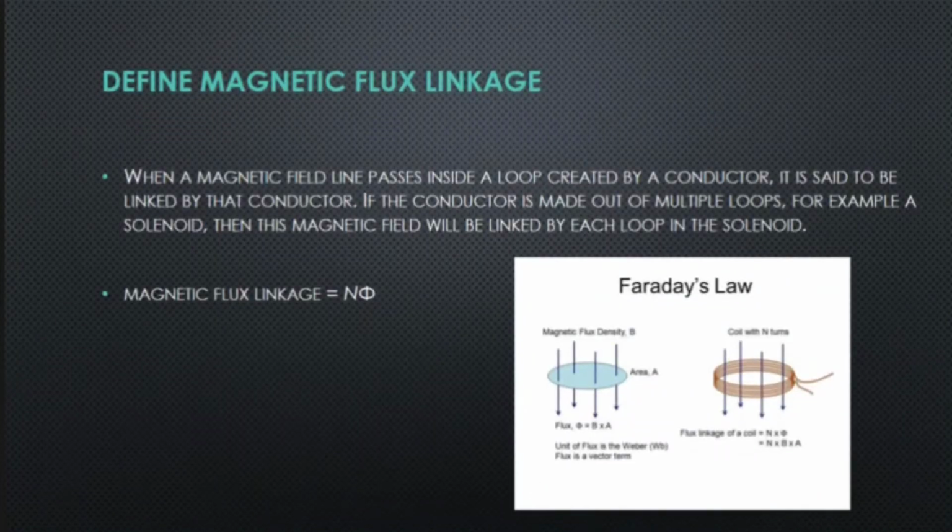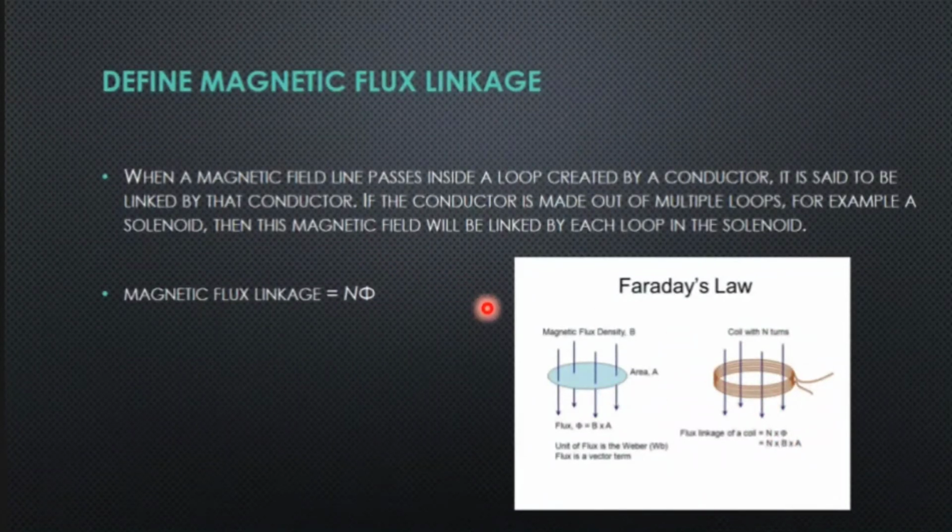Next, we have magnetic flux linkage. Magnetic flux linkage and magnetic flux don't have much difference between them. I have given a small diagram here which illustrates what magnetic flux is and what magnetic flux linkage is. If you see carefully, there is only one circle here, which you can take as the representation of one loop or one coil. So magnetic flux simply means one loop and magnetic flux linkage means many loops. That's the difference.